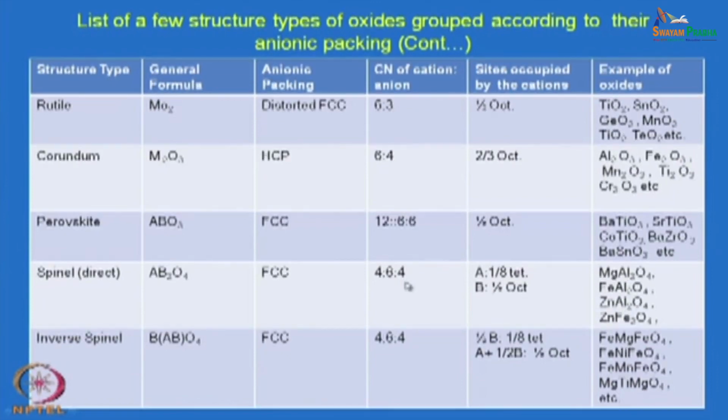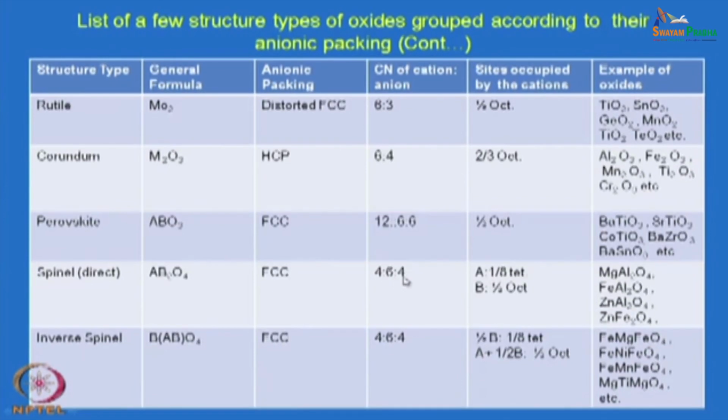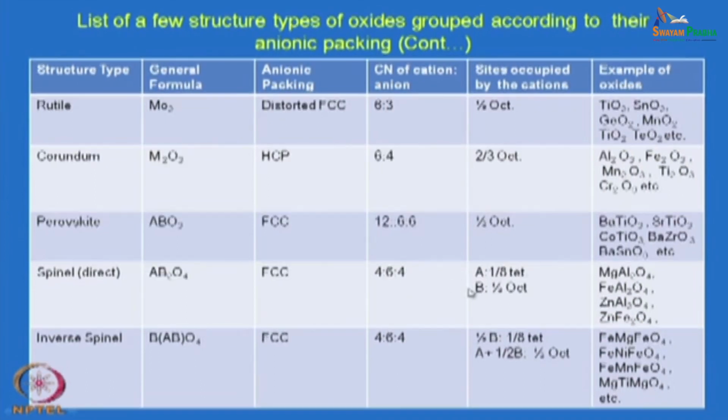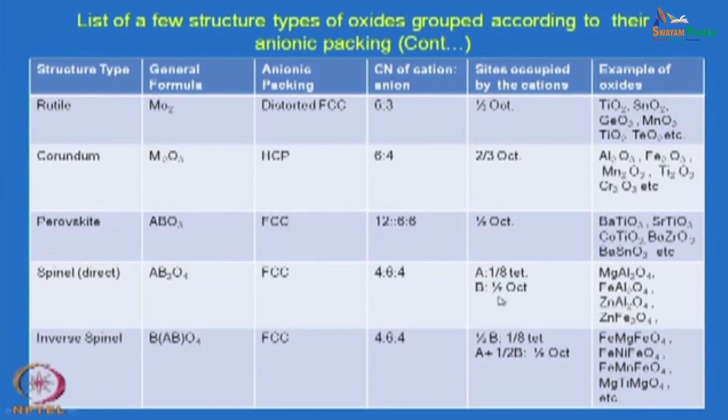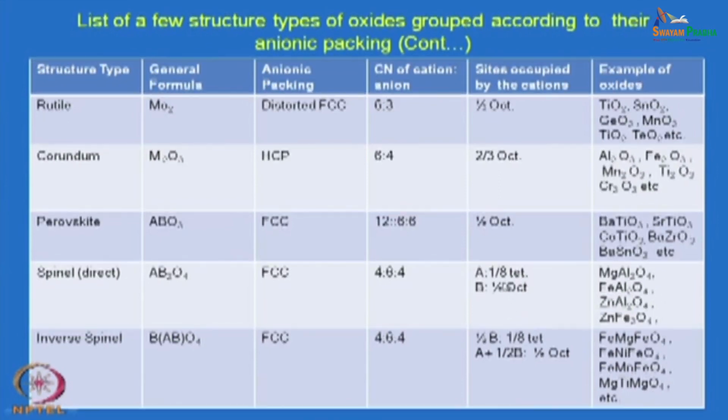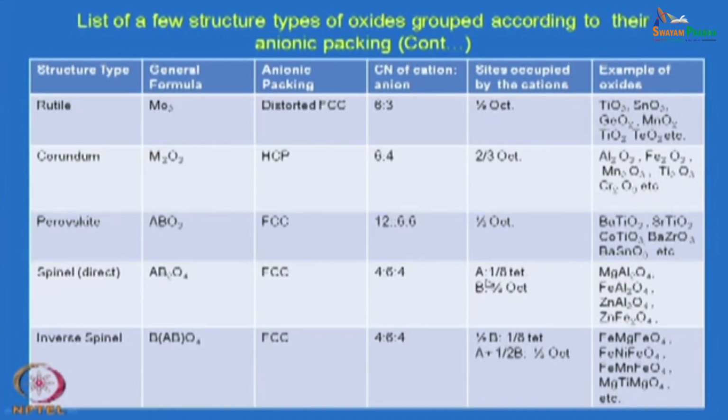Cation is 4 and another cation is 6 and anion is 4. So, you have two different cations occupying two different sites, because you have a tetrahedral site and an octahedral site. In perovskite none of the tetrahedral sites are occupied, whereas in spinel both the tetrahedral and octahedral sites are occupied. 1/8 of the available tetrahedral sites are occupied by A atoms and half of the available octahedral sites are occupied by B atoms.